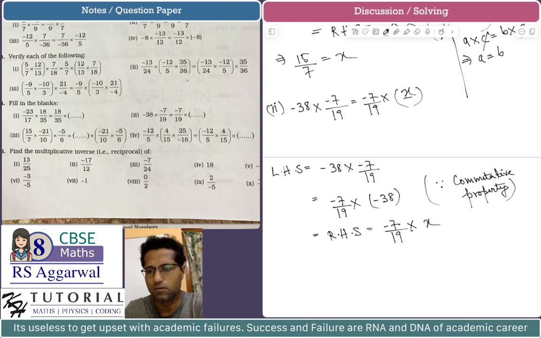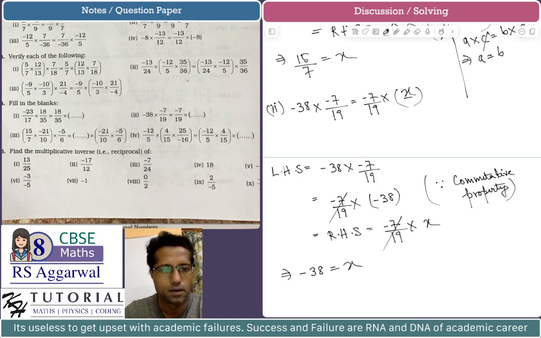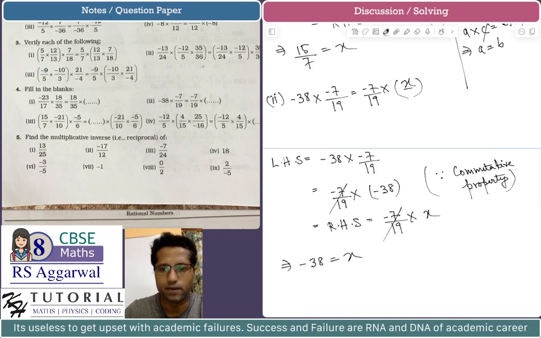Now we can cancel out minus 7 by 19 from both sides. So this implies minus 38 is equal to x. So x is equal to minus 38. Okay, let's move on to question number 5.